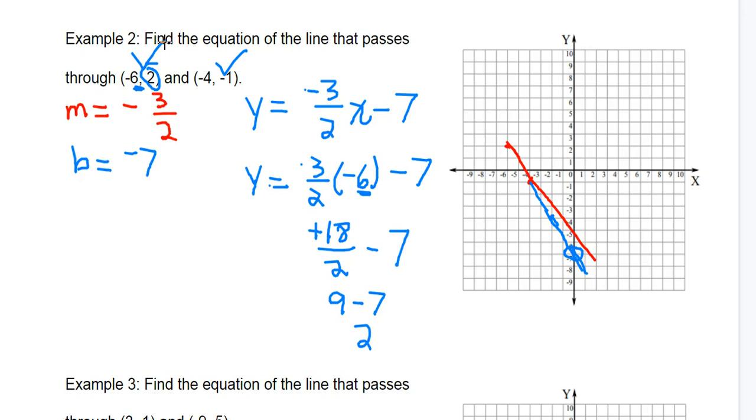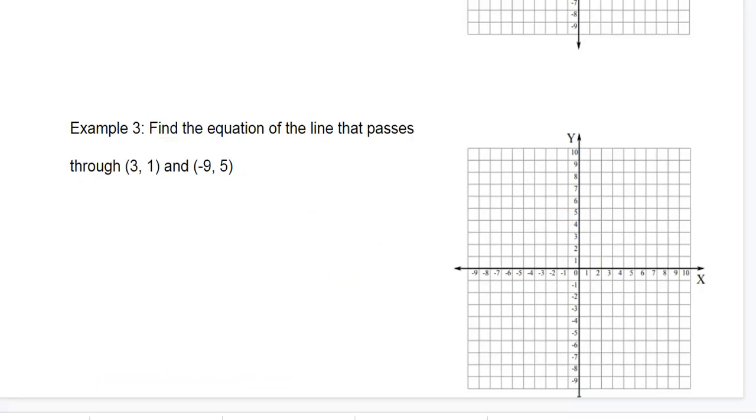Let's get one more example. Find the equation of the line that passes through 3, 1 and -9, 5. So I'm going to start off and plot my two points. 3, 1 right here. And -9, 5. -9, up 1, 2, 3, 4, 5. So here we go, something like this. Really not a great job drawing that line.